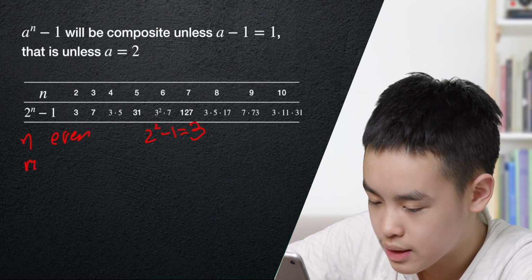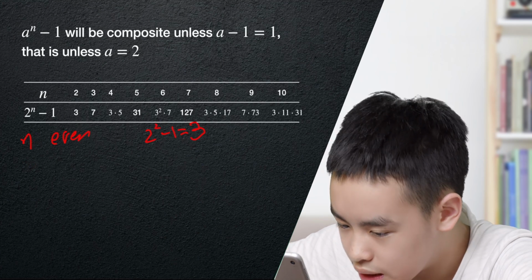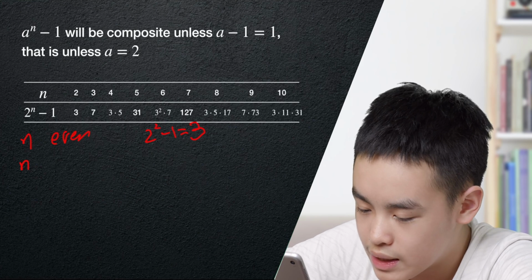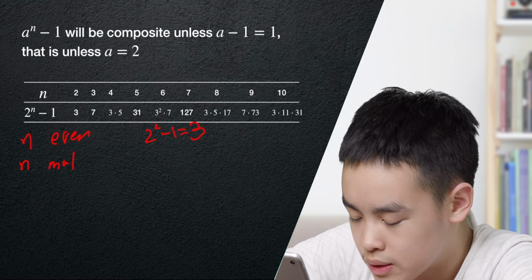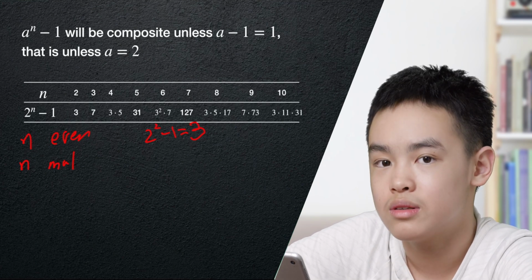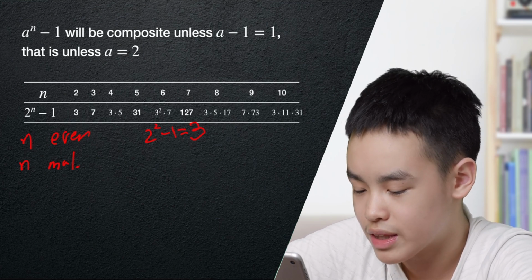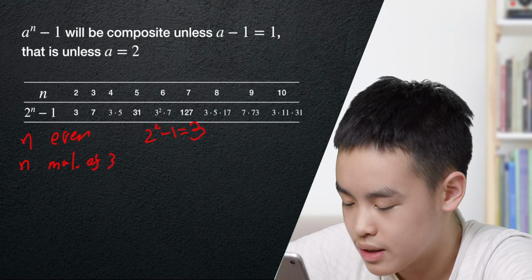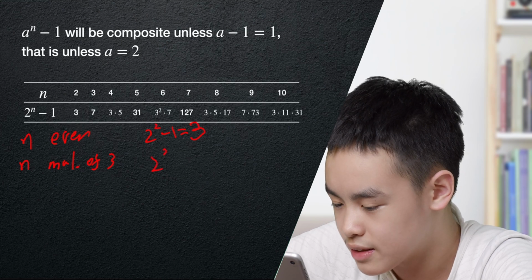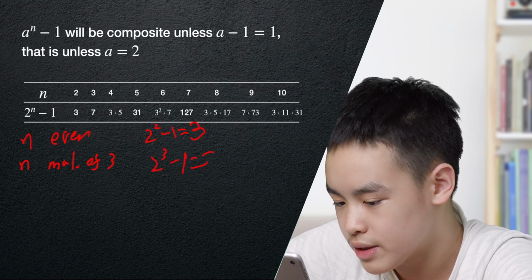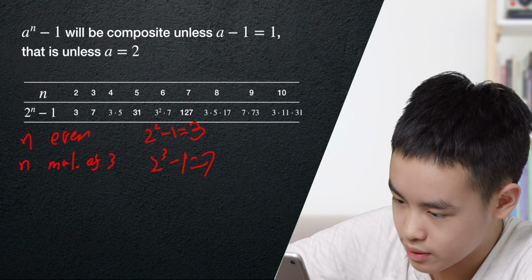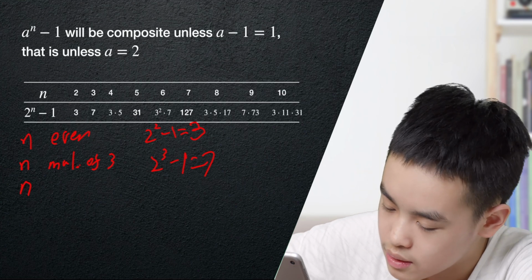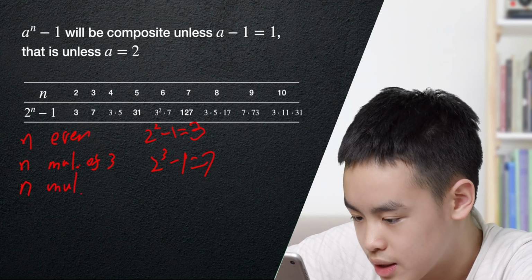And when n is a multiple, I'm just going to write MUL. Don't write MUL in your math class, you know. If n is a multiple of 3, I'm just getting very lazy right here, 2 to the 3rd power minus 1, which is 7, will always divide 2 to the nth power minus 1.